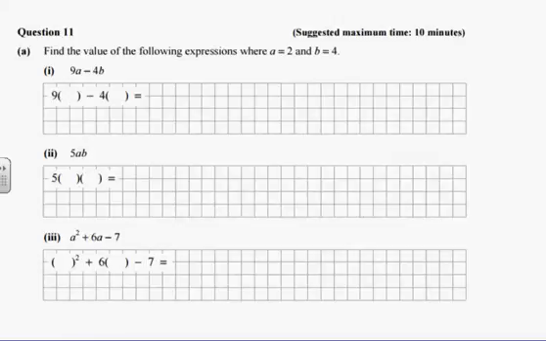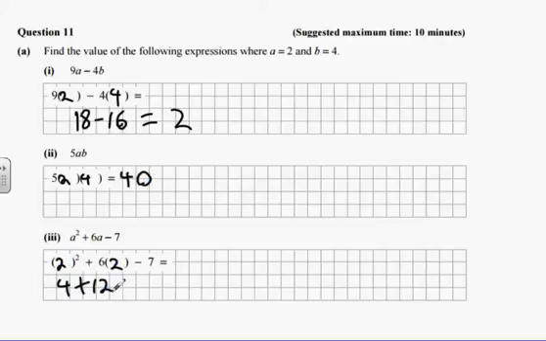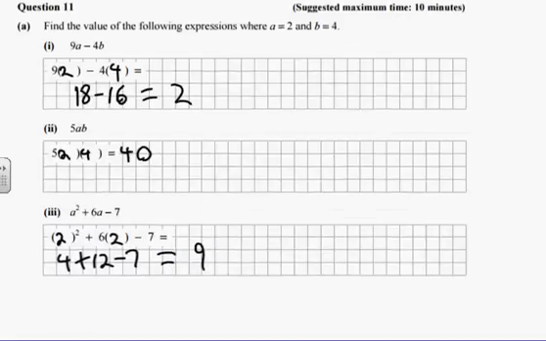Do the following. A is 2 and B is 4. 18 minus 16 is 2. Next one. 5, 2, 4. 5 multiplied by 2, the answer gets multiplied by 4. That's 40. After that, 2 squared plus 6 multiplied by 2. Okay, 4 plus 12 minus 7? 9. Everybody happy with that?